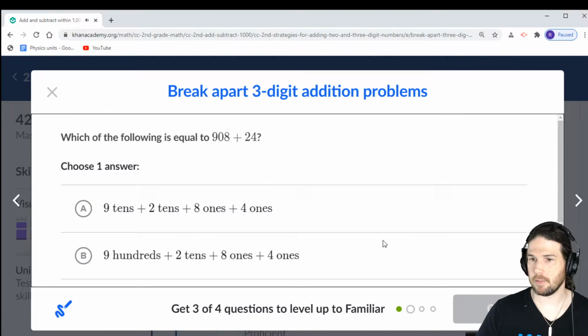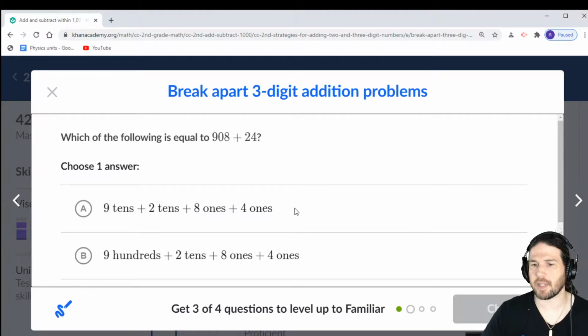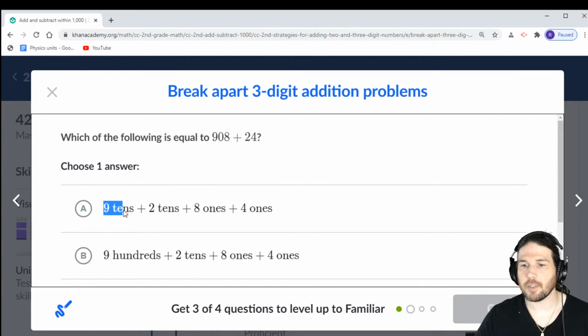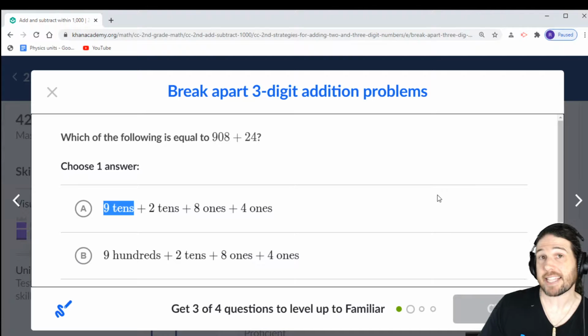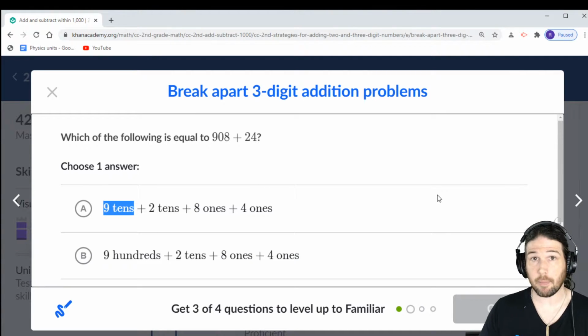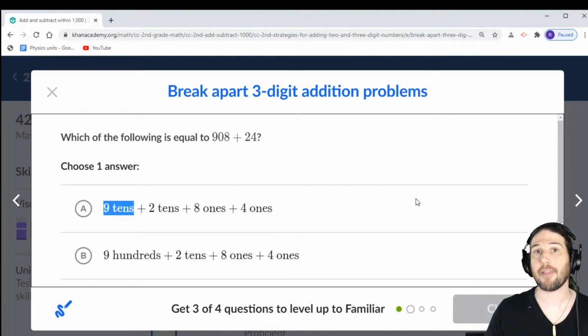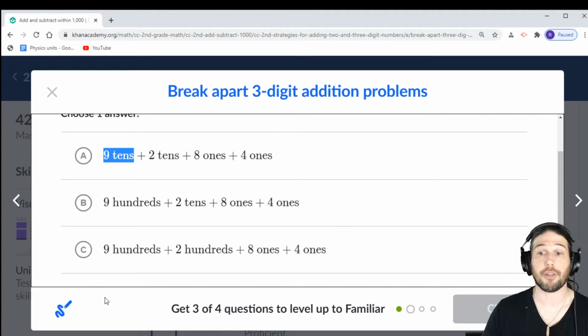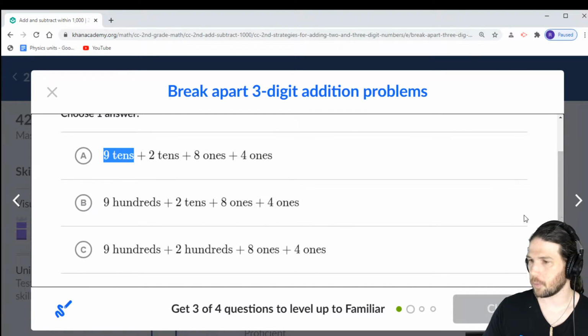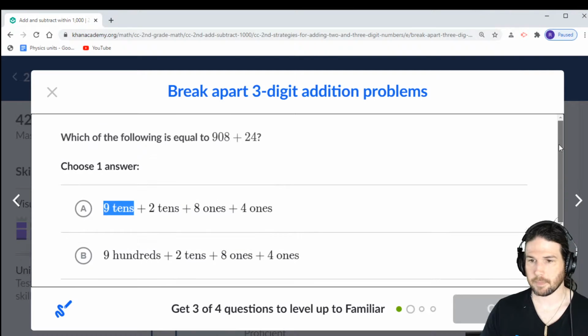Moving on. 908 plus 24. Well, this one's wrong because it's not 9 tens, it's 9 hundreds. So A is out. And being able to eliminate an answer in a multiple choice exam is very important, especially if you can't figure out what the real answer is. If you're able to just get rid of one of the answers, well, now we've improved our chances of guessing correctly from 1/3 to 1/2. So we know A is not correct.